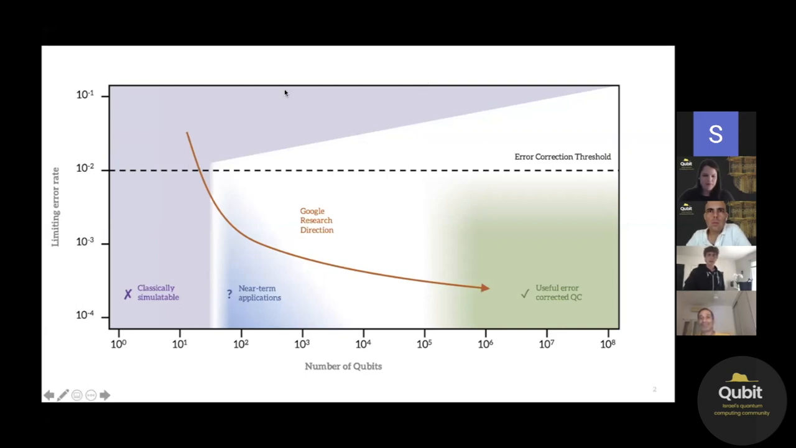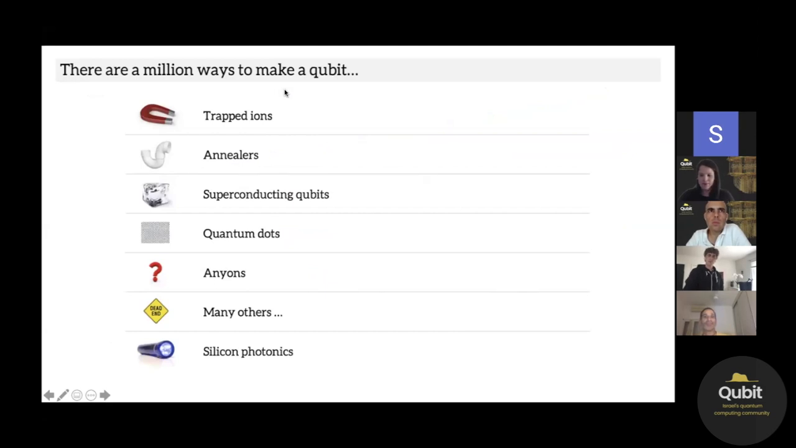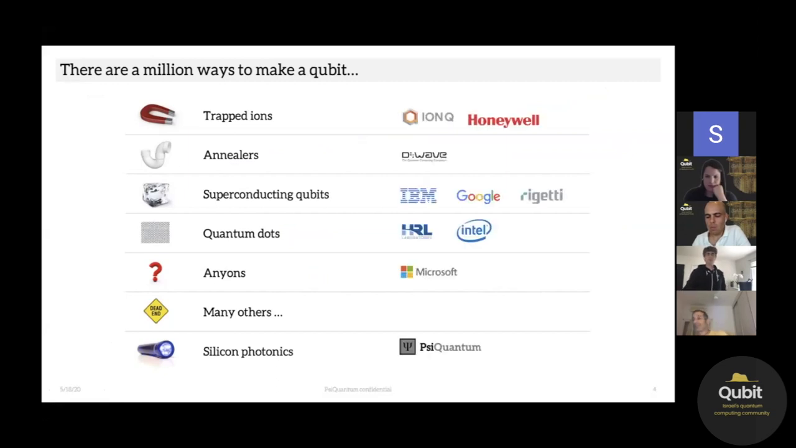And in terms of making a qubit, well, a qubit's a qubit. There's many different physical systems that can be qubits. So the community has explored many of these things, and there's many different companies that have started. This slide is definitely out of date. There's many more companies that have formed.